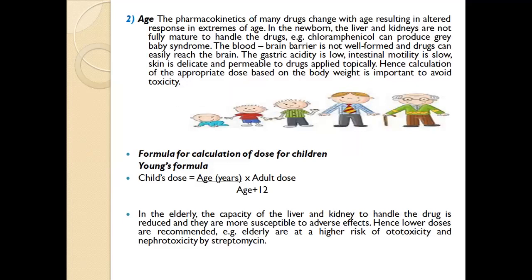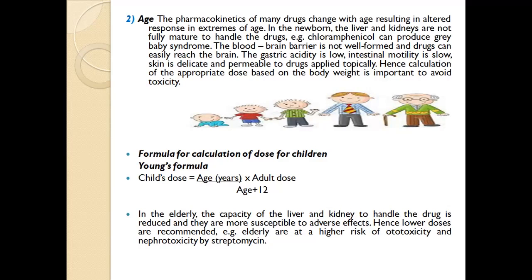Next, coming to age, the pharmacokinetics of many drugs change with age, resulting in altered response in extremes of age. In newborns, the liver and kidneys are not fully mature to handle the drugs. Example, chloramphenicol can produce gray baby syndrome. The blood brain barrier is not well formed and drugs can easily reach the brain. The gastric acidity is low, intestinal motility is slow, and the skin is delicate and permeable to drugs applied topically. Hence, calculation of the appropriate dose based on body weight is important to avoid toxicity.